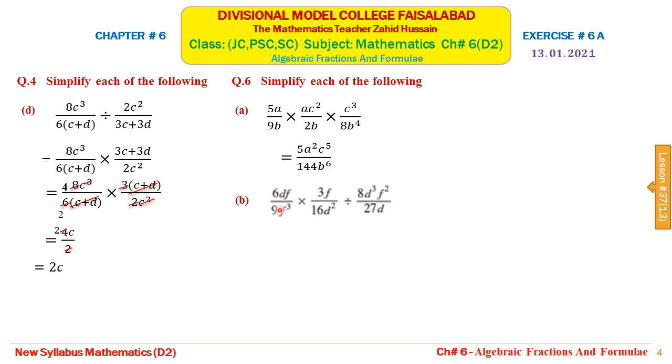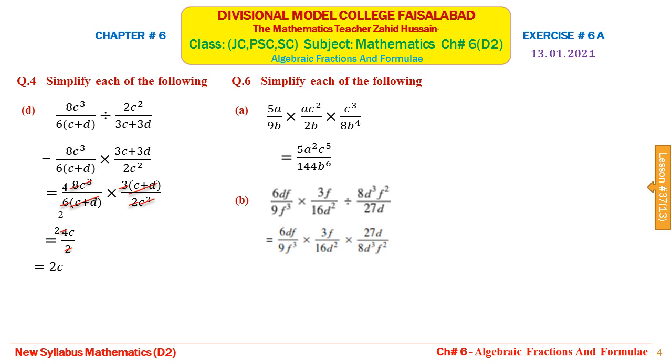B part is 6df/(9f³) multiplied by 3f/(16d²) divided by 8d³f²/(27d). Now there is multiplication sign between first and second fraction, and there is division sign between second and third fraction. So we will first change this division sign into multiplication sign, and we will write the first 2 fractions as they are. This division sign is changed into multiplication sign, and we have taken the reciprocal of the third fraction, which is after division sign. It is 27d/(8d³f²).